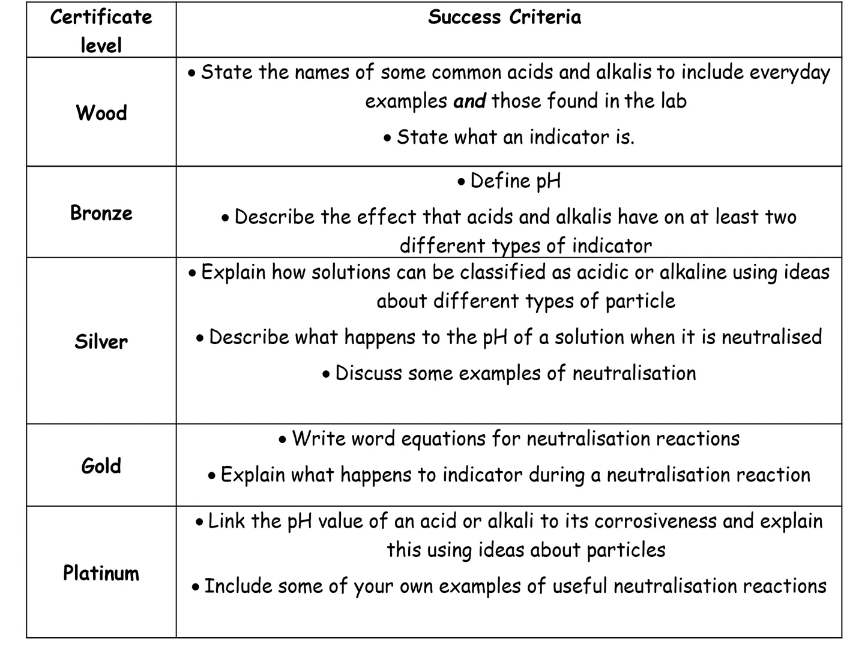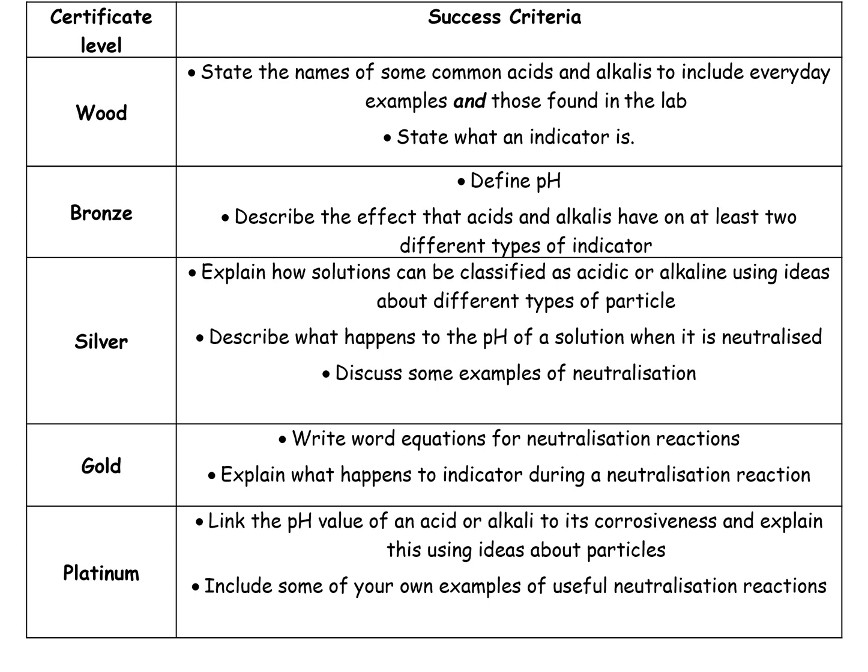Now for bronze, you need to include everything from wood and what's written in bronze. So you would add to this, you would define pH, and you would describe the effect that acids and alkalis have on at least two different types of indicator. So you could have your litmus indicator and your universal indicator, or your red cabbage indicator, or bromophenol blue.